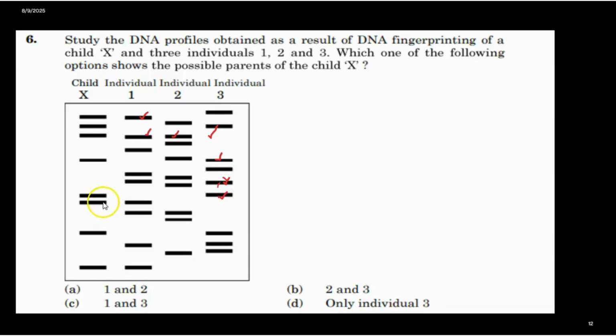and this with 1, and this with the 3, this with 1. All are getting more similarity, 1 and 3. So the answer is C, 1 and 3. 1 and 3 are the parents.